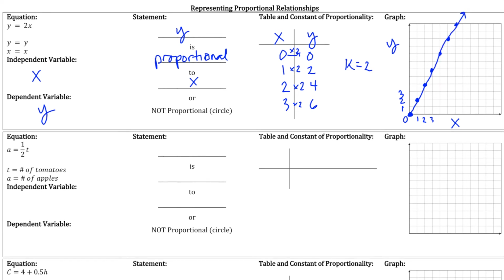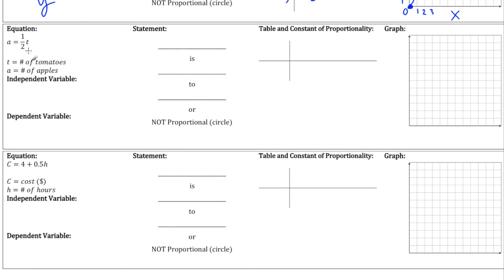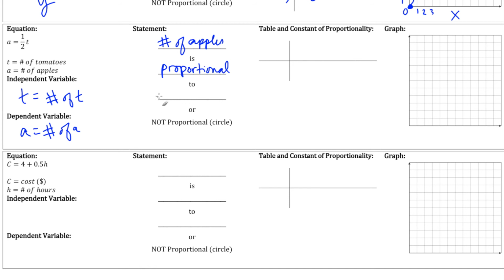That's good enough. Let's look at the next one. So in this one, a equals 1/2 t. So this is proportional because it's just multiplication. T is the number of tomatoes, a is the number of apples. So we care about this a for apples, the number of apples. So that's our dependent. Since I already have it labeled there, I'm just going to abbreviate a little bit here. Number of A. And T will be our independent, so number of tomatoes. And so we know that this is our dependent, so the number of apples is proportional. Remember to write it all out. Proportional to the number of tomatoes.